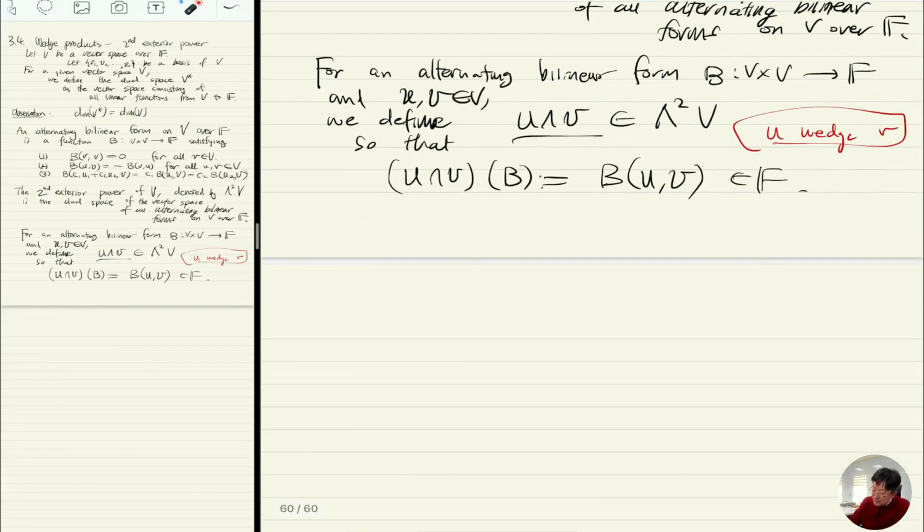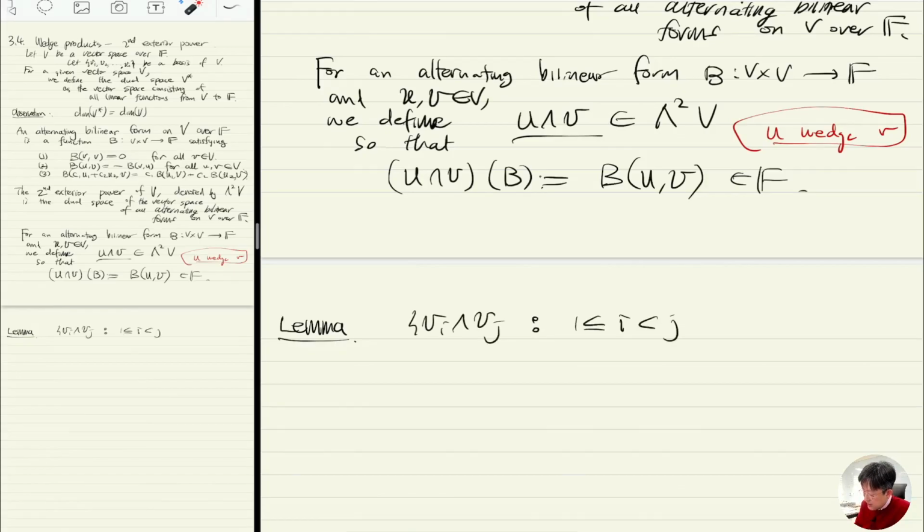All right, now I'm going to tell you the properties. Here's the lemma. I have already assumed the basis. So v_i wedge v_j, where i is less than j is at most n, is a basis of the second exterior power of V.